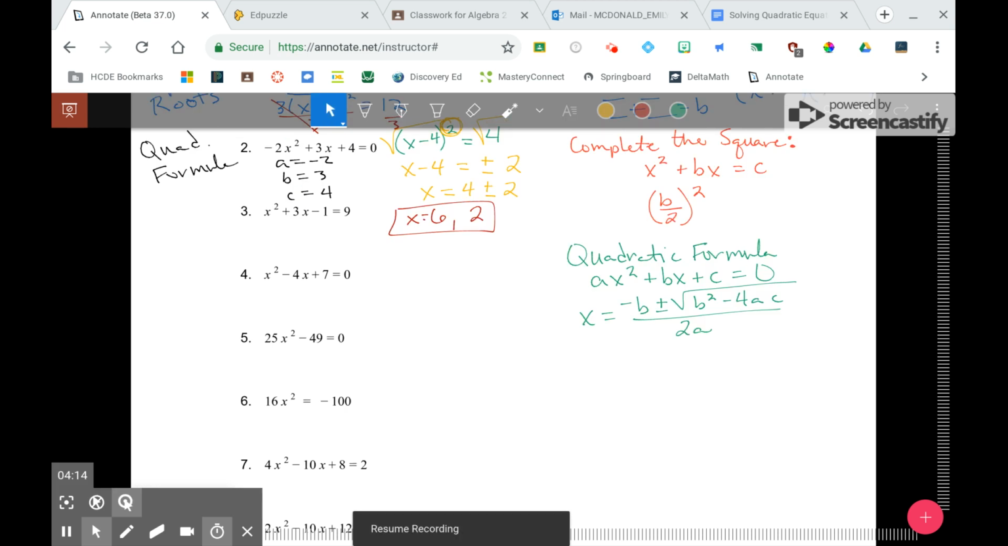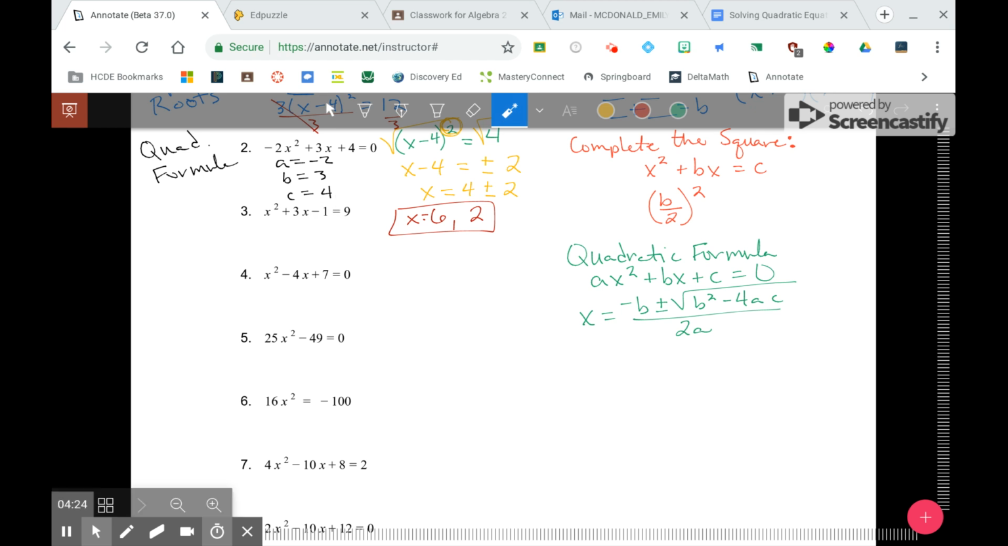Okay, in number 3, it's not equal to 0. So if you want to use the quadratic formula, you are going to need to move this 9 over to the other side. You could also do completing the square. The only reason I would not recommend completing the square is because of this 3, this b value. Remember, with completing the square, you have to divide it by 2 and then square it. If you do 3 divided by 2 and then square it, you're going to get a decimal or a fraction, and I don't want you to have to deal with that. So I would recommend in this problem using the quadratic formula.